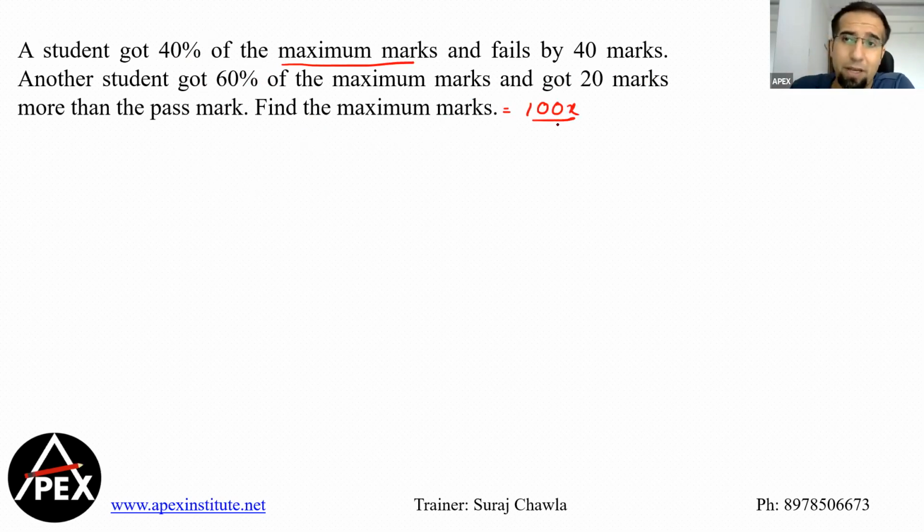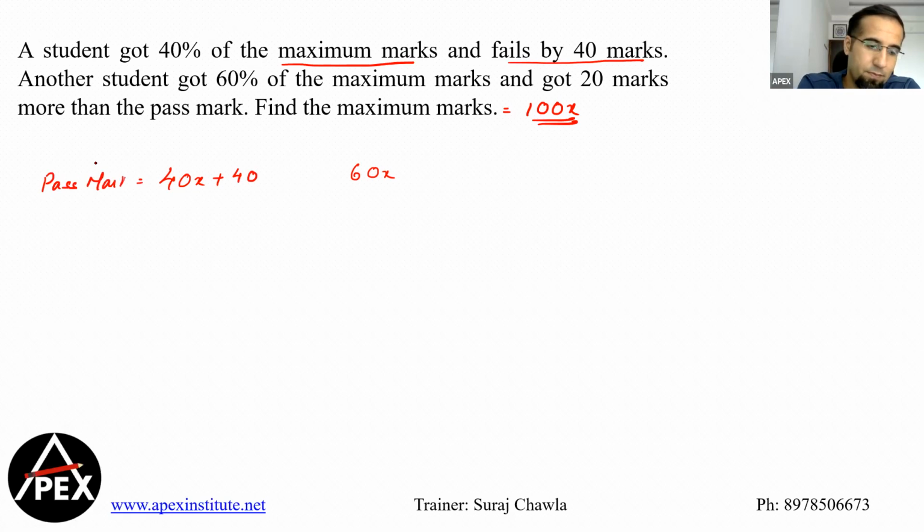Now, this saves a lot of my time. Why? Because one student got 40x and the other student got 60x. Now this guy failed by 40 marks. So can I say that 40x plus 40 is equal to my pass marks? Is this point clear with all of us? 40x plus 40 is nothing but the pass marks.